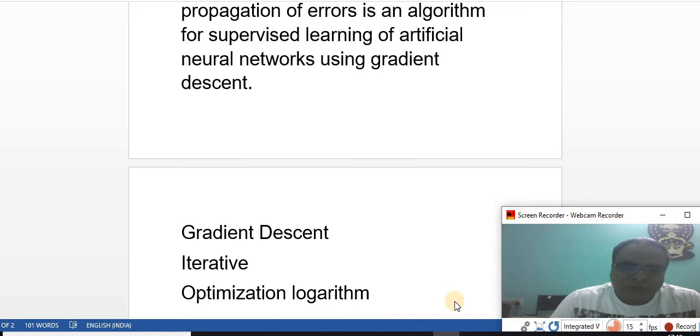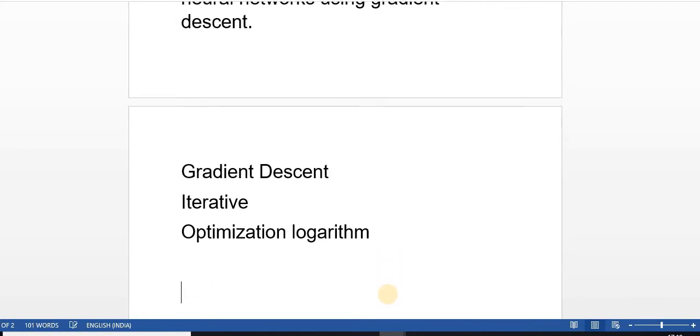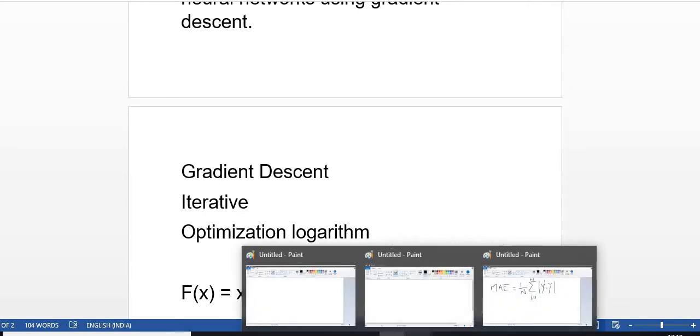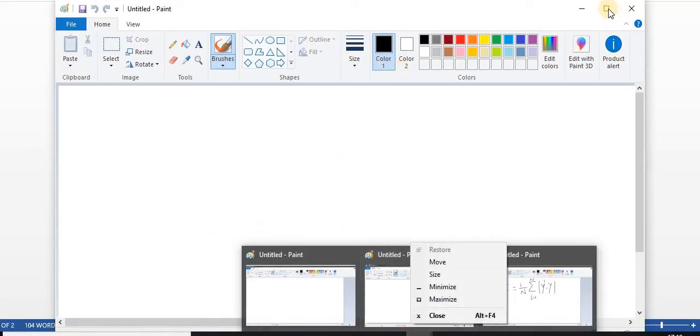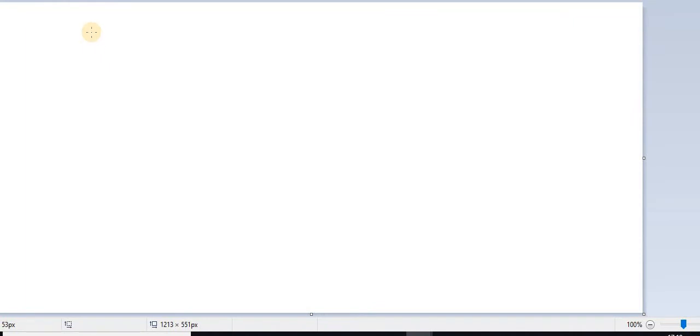So to find out the minimum of a cost function, we can use calculus. By the method of calculus, for example, if you have a function like f(x) = x square minus 2x plus 1. I'll write it in Paint so you will get it more clearly. This is the function, right?